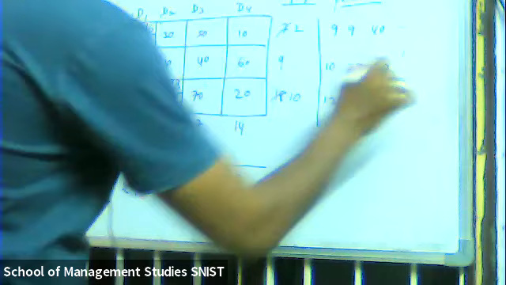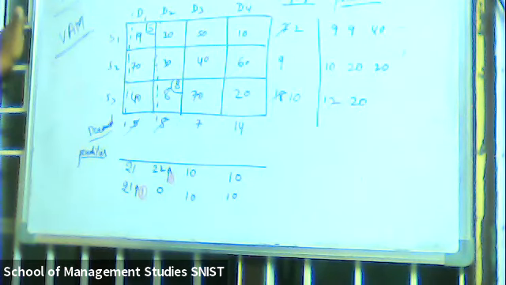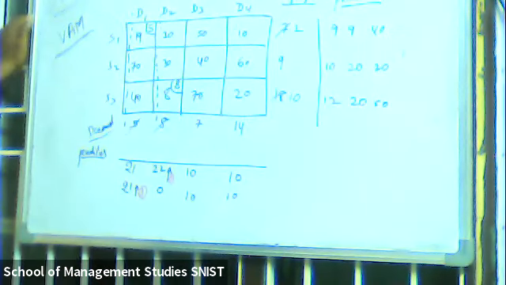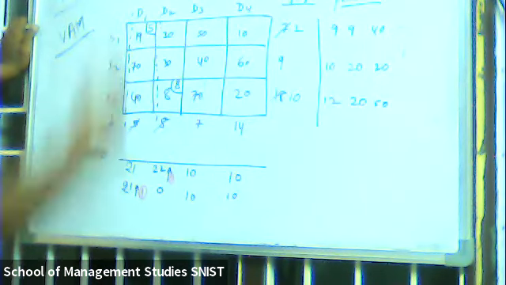60 minus 40, 20. Next, third row: 70 minus 20, 50. Okay, good. Then what about D1?